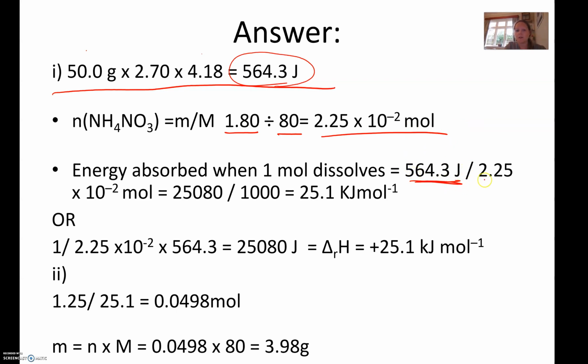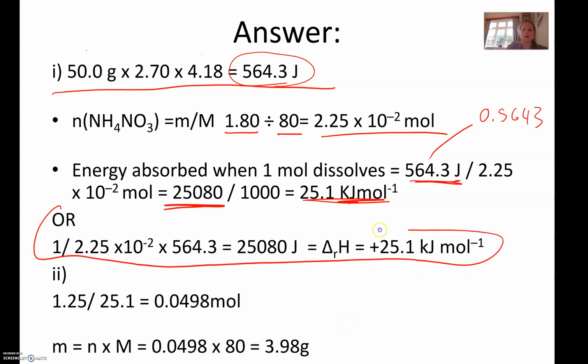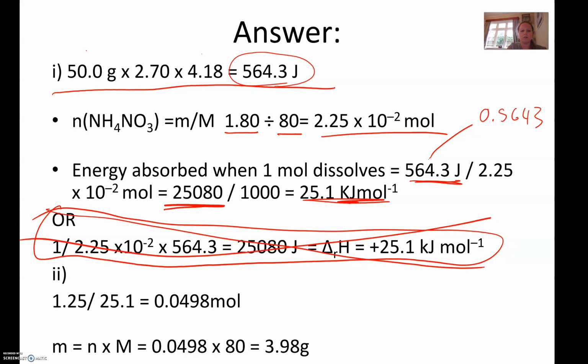So this divided by this gives you 25,080. Divide it by 1,000. That'll put the kilojoules in there. So just so you know, you could have divided this by 1,000 prior. So you could have done 0.5643, divided by the 2.25 times 10 to the negative 2, and you would have got the same answer. Hopefully that makes sense. This is just a second method. I wouldn't worry about it. I think the kilojoules per mole makes more sense, so I'm just going to cross it off, in fact.